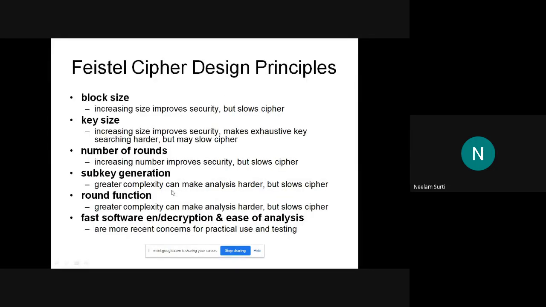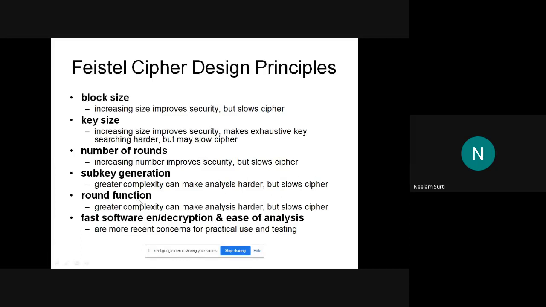Greater the complexity of this subkey generation algorithm, it makes analysis harder, or the attacker will not be getting the statistical analysis of the algorithm if the subkey generation algorithm is complex, but it will slow the cipher. So you have to keep both things in mind, that the subkey generation algorithm should be robust, as well as the speed of the algorithm should not suffer.